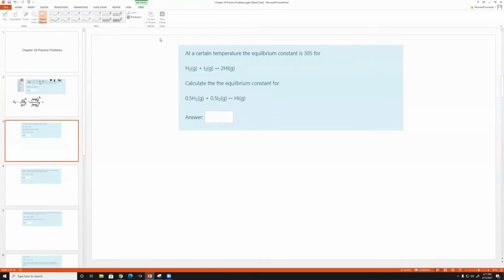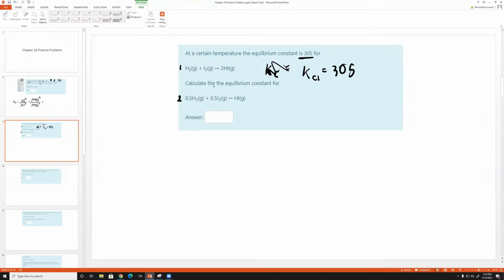All right, moving on to the next one. At a certain temperature, the equilibrium constant is 305 for this reaction. Calculate the equilibrium constant for this reaction. Let's see what the modification is between reaction 1 and reaction 2. You can see that reaction 2 is half of reaction 1. What we have here is our equilibrium constant for reaction 1, Kc1 equals 305.